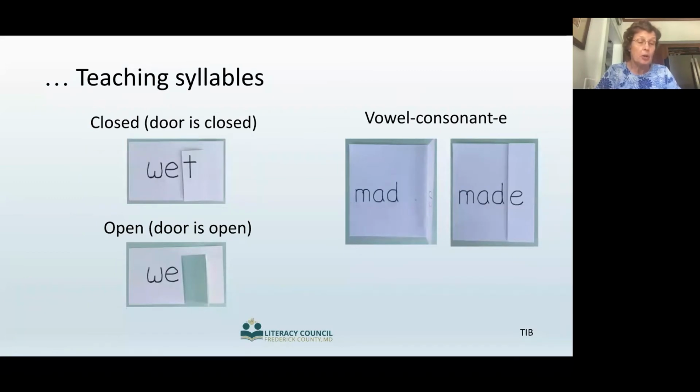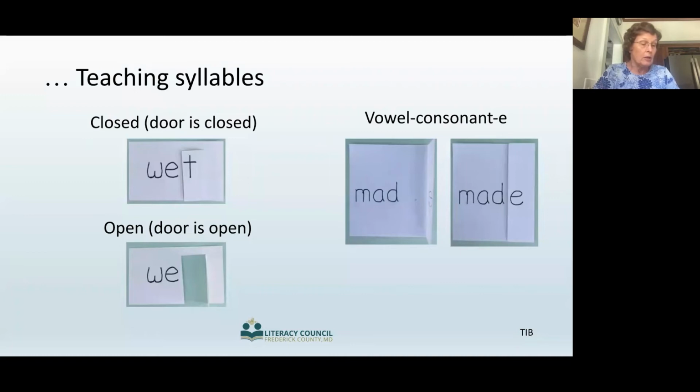For example, closed, open, and vowel consonant E syllables are especially helpful to understand because the vowel sounds in each are very predictable. They also are very easy to teach. The vowel in a closed syllable is followed or closed in by one or more consonants, and the vowel sound is almost always short. An example of the word is wet.